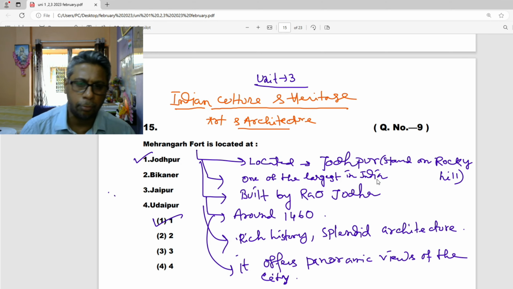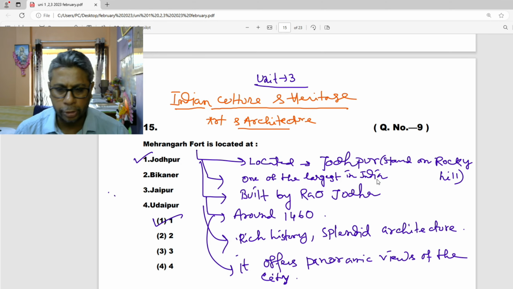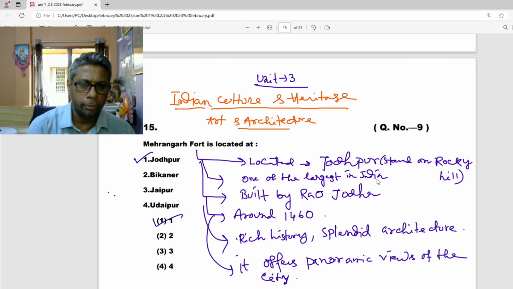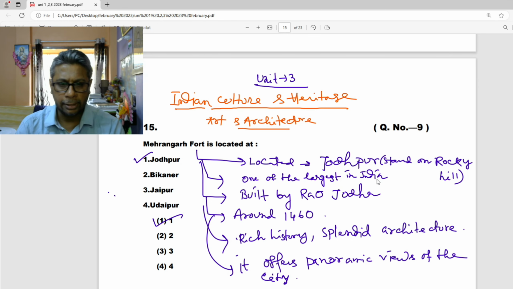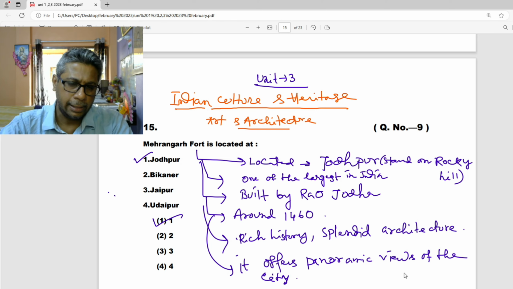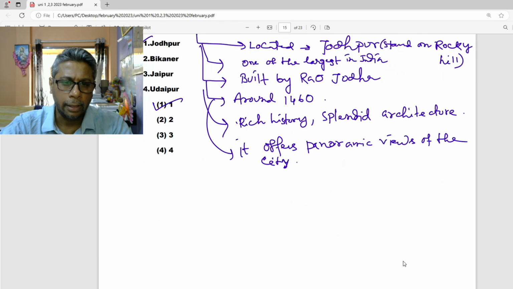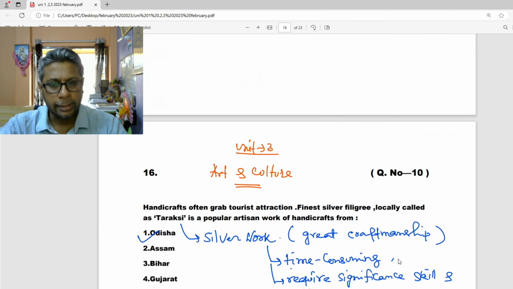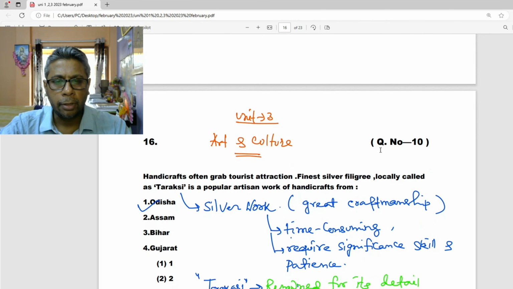Next time they can provide another way of asking the question: by which dynasty Mehergarh Fort was built and at which time, around 1416. It has a rich history, splendid architecture, and offers a panoramic view of the city. These are important questions. Next important question, question number 10. This is also based on art and culture.